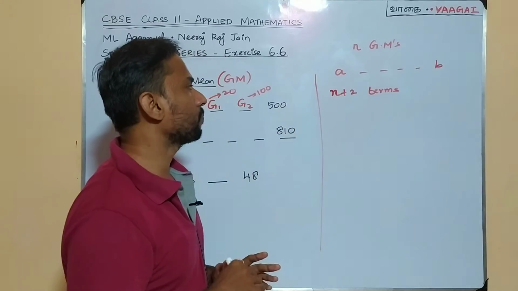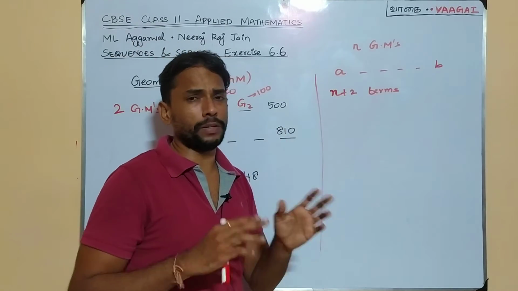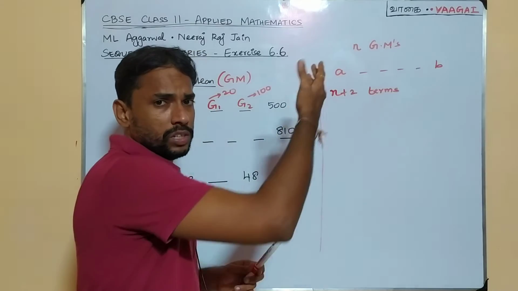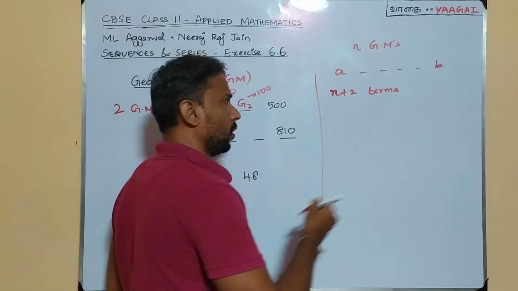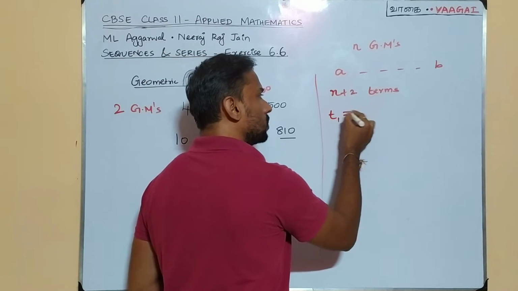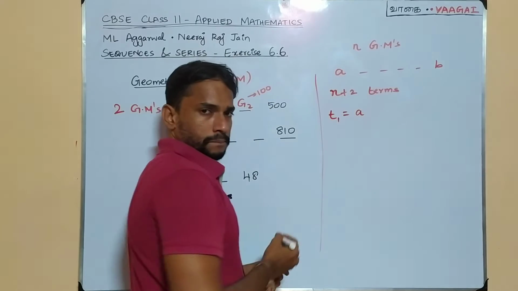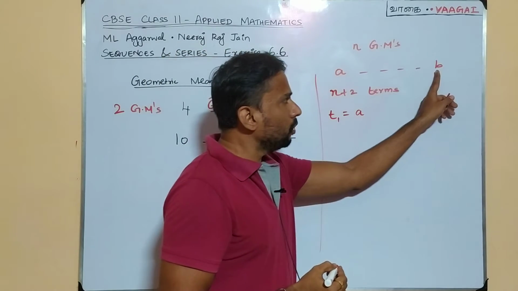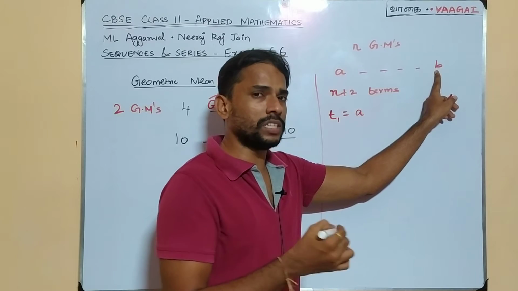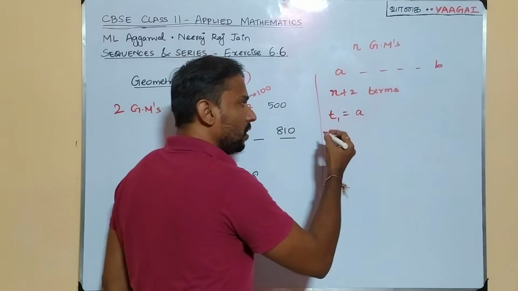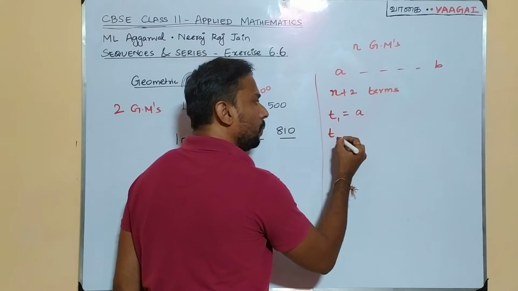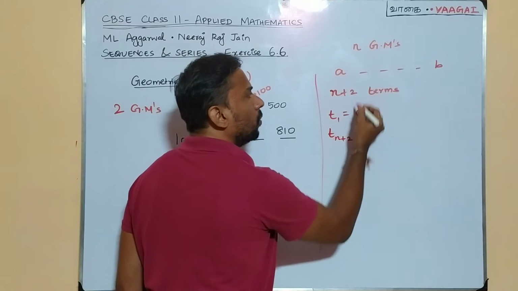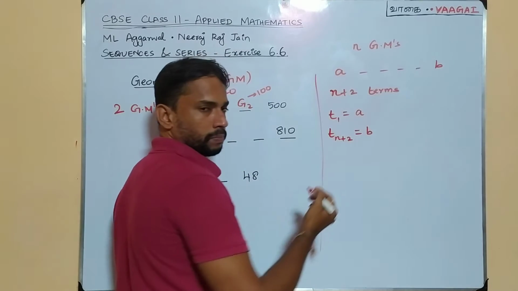Now, total n plus 2 terms. First term among them is what? A is the first term. So that means T1, that is term 1, is going to be A. And what can I tell about this B? This B will be the last term. That is, this B will be the n plus 2th term of this GP, which is going to be B.